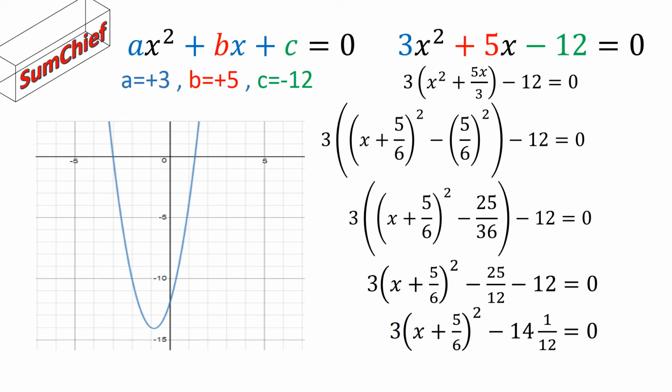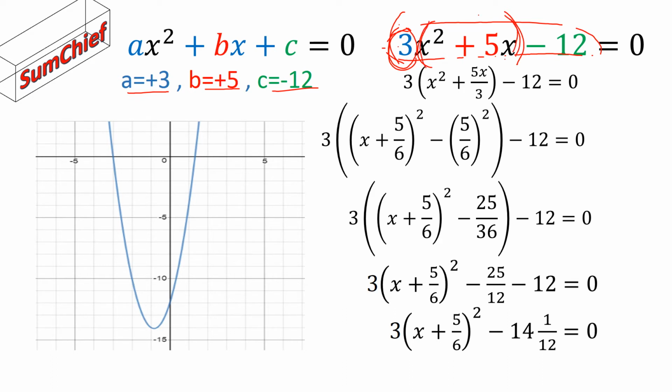So this one is a little bit more complicated, but it's always good to try these, good to practice these ones. So this time we've got 3x squared plus 5x minus 12. So a's plus 3, b's plus 5, c equals minus 12. So again, brackets around the x values. So this time we've got 3x squared plus 5x, but we've got a 3 here. So first of all, we want to take this 3 out, so we get left with the x squared plus 5x. That's what we want to get back to.